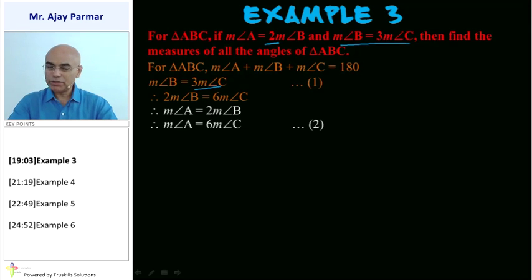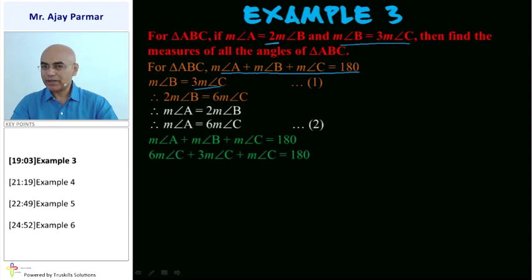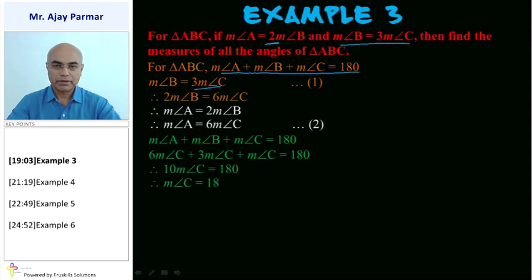Now let us substitute all these values of measure angle A and measure angle B in measure angle A plus measure angle B plus measure angle C is equal to 180. So that is going to give us, instead of measure angle A, 6 measure angle C, plus 3 measure angle C plus measure angle C. And that is 6 plus 3 plus 1, that is 10 measure angle C is 180. Means measure angle C is 180 upon 10, and you know that it is 18.